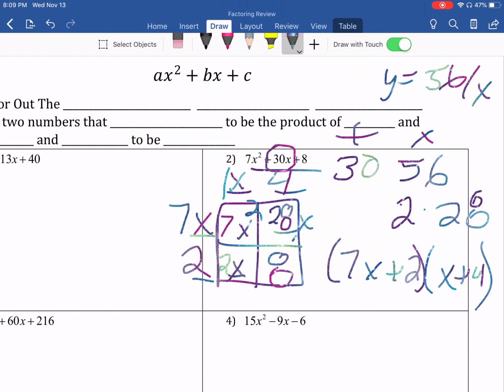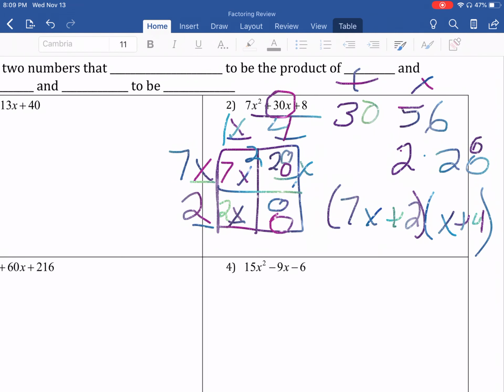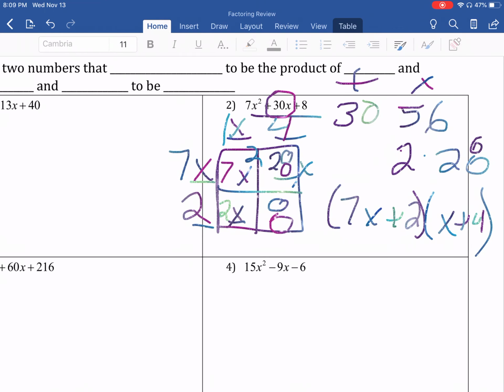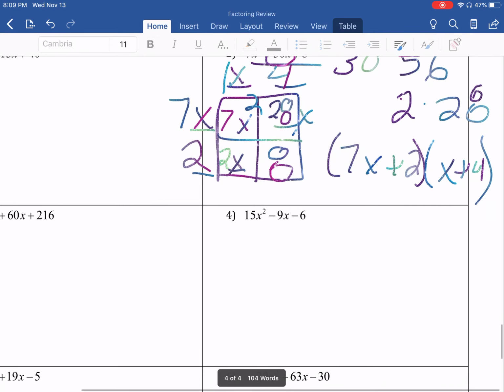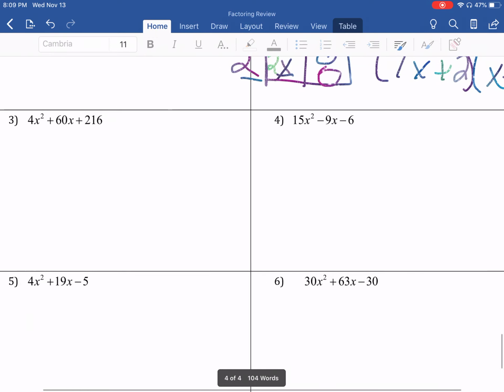When you're factoring completely, you should always find the greatest common factor first. We're going to kind of skip over those because when we get to solving, it doesn't really matter with solving. So let's try number 5 down here.